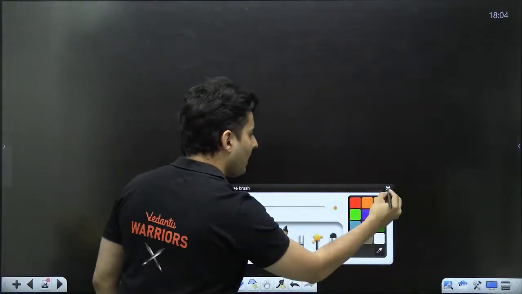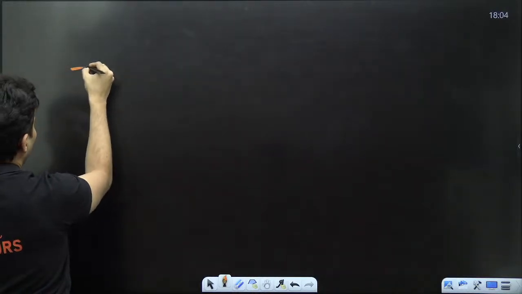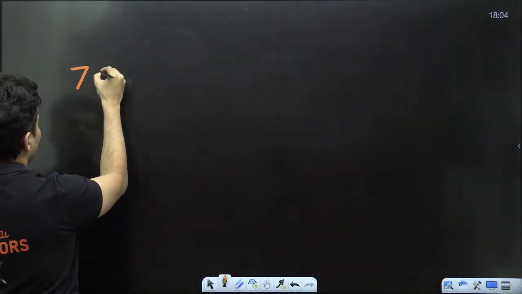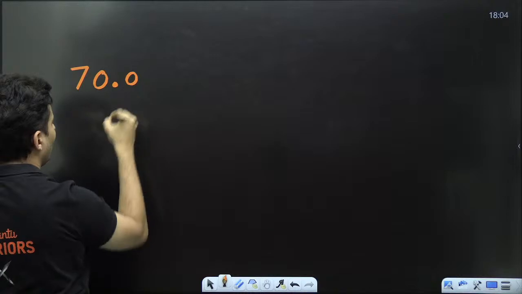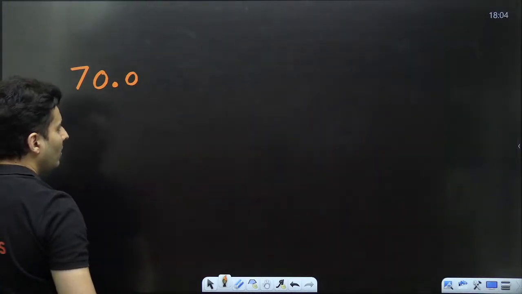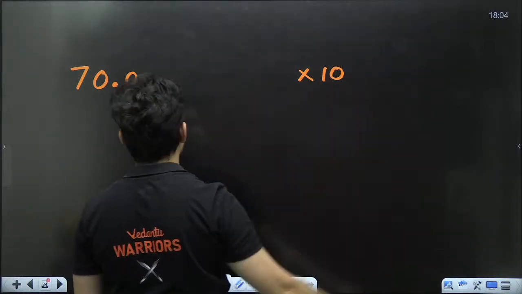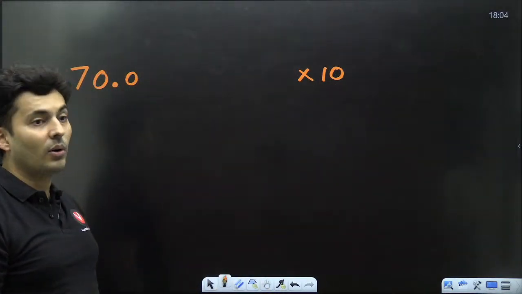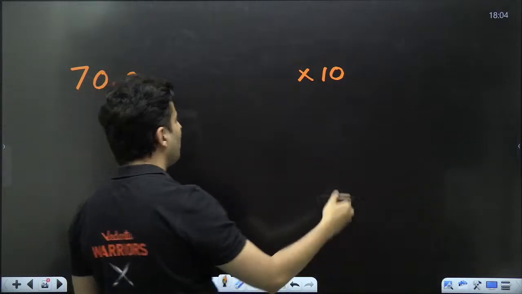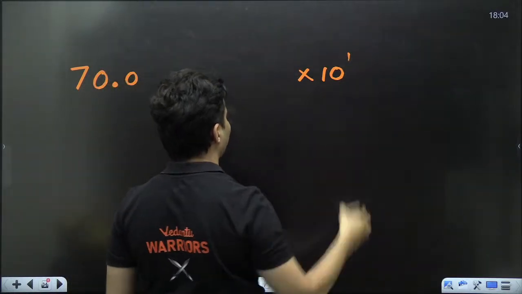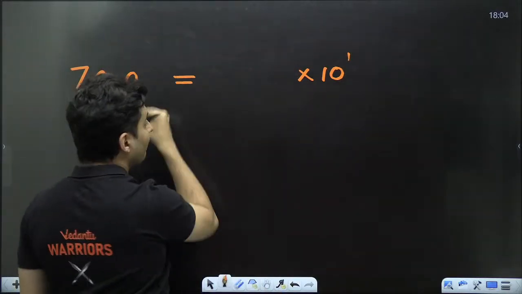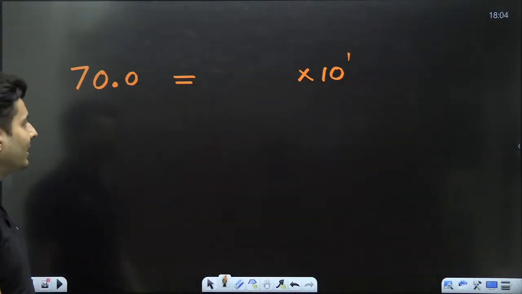Then imagine this. If I have a number like 70.0, and I want to write it as a power of 10, let's say 10 to the power 1. Can I convert it without changing the significant figures?